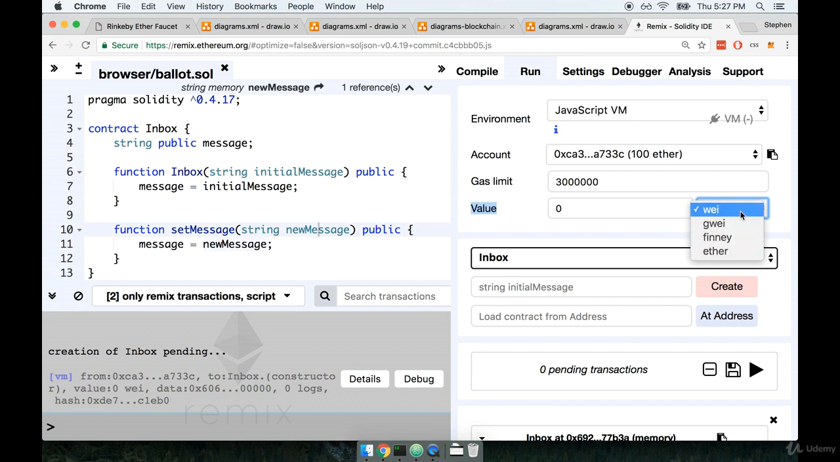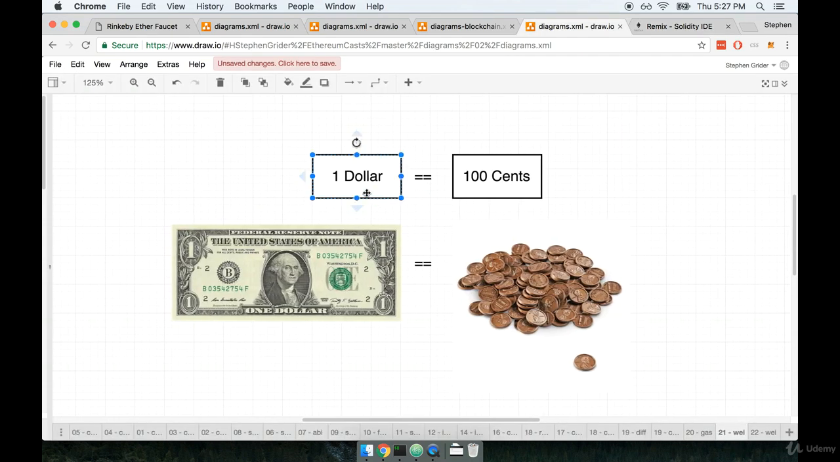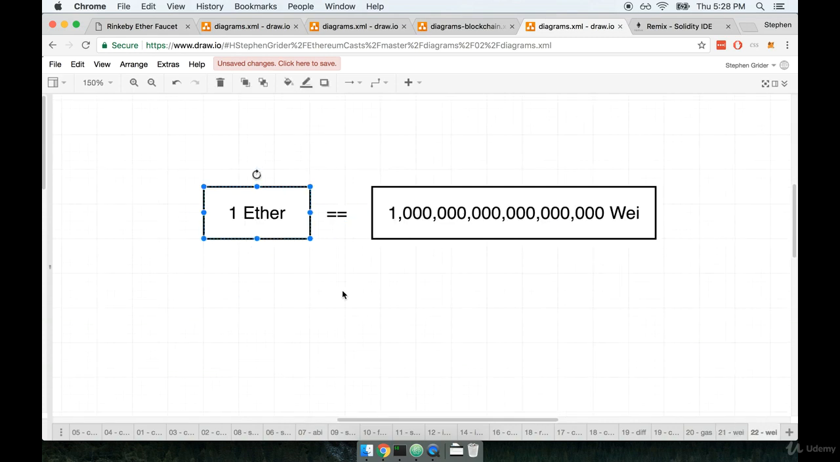So a Wei is equal to Ether. It's a different unit of measurement. The easiest way to convey this understanding is to think about the conversion between a US dollar and a US penny. For every $1, we get 100 cents. So $1 is equal to 100 cents. In the exact same way that we can take $1 and convert it into 100 cents, we can take 1 ether and convert it into exactly this many Wei.